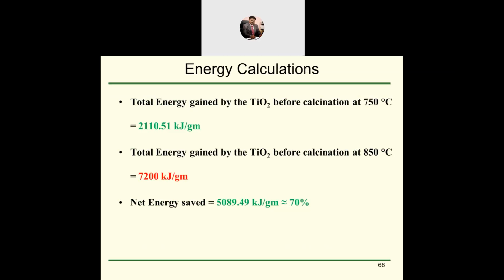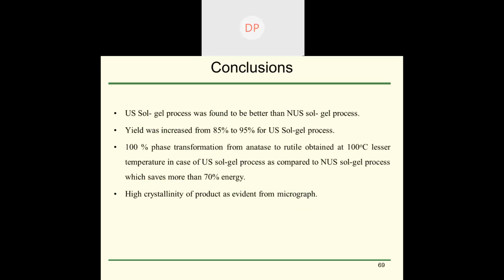Again, we have done some calculation here, and almost 70% energy has been saved just for converting anatase to rutile using the ultrasound material. In the concluding part, for the sol gel in the case of TiO2 material, the yield was increased by almost 10%. And again, as I said, a 100-degree temperature reduction was achieved by the addition of 20 minutes of ultrasound, which has saved more than 70% of energy.